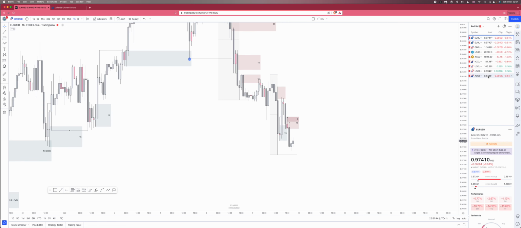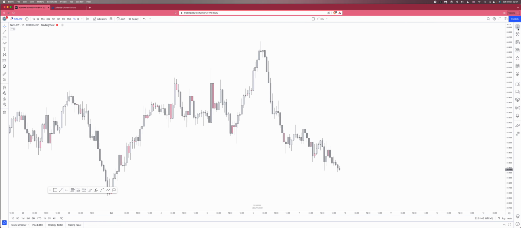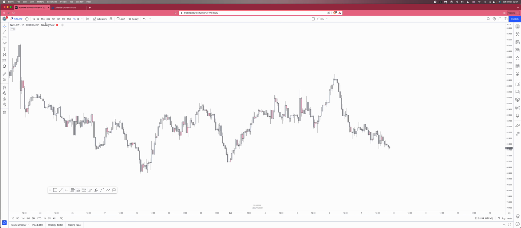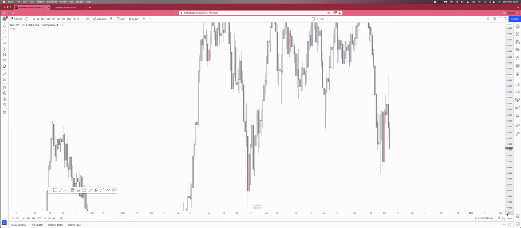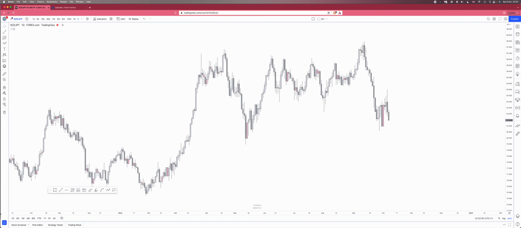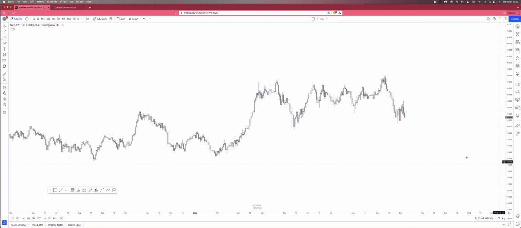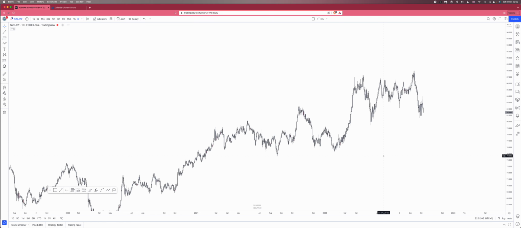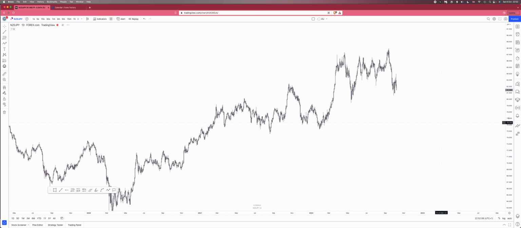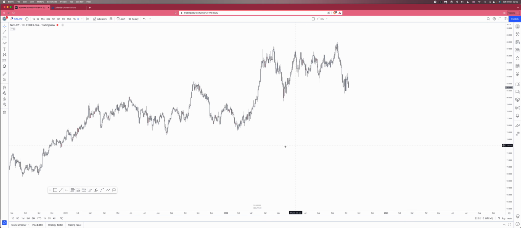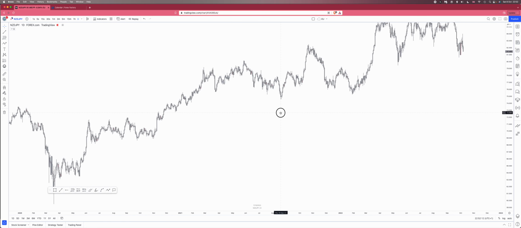Let's move on to New Zealand. I don't even know how to say it, like New Zealand yen? I don't even know. Anyways, so let's start on the daily. I probably won't go into lower time frame stuff because this is something I don't really trade. But as you can see, this pair is trending upwards.